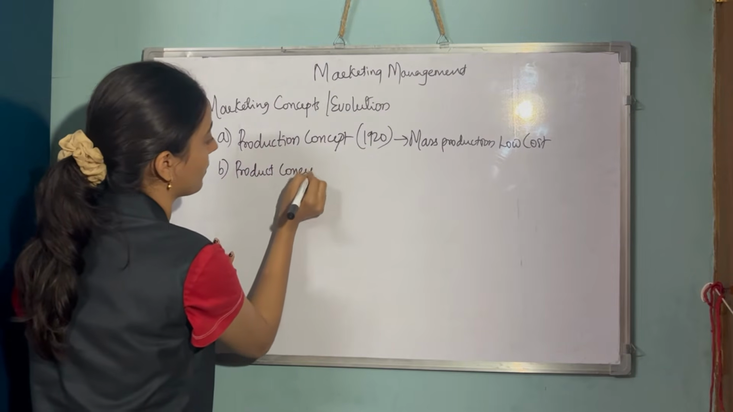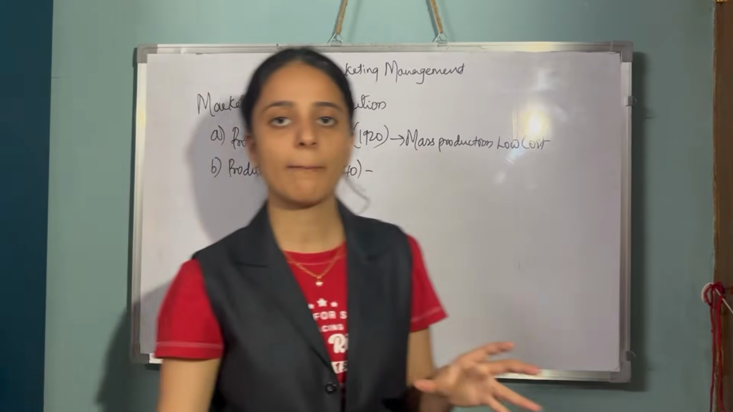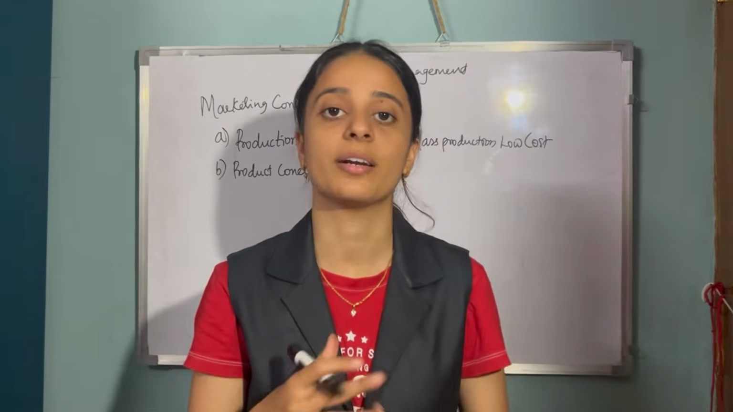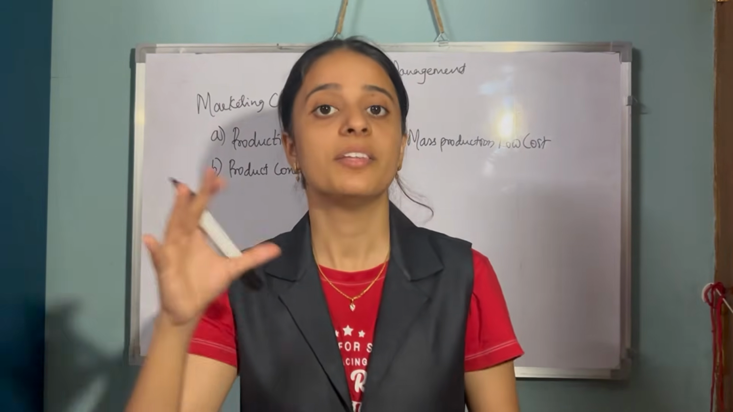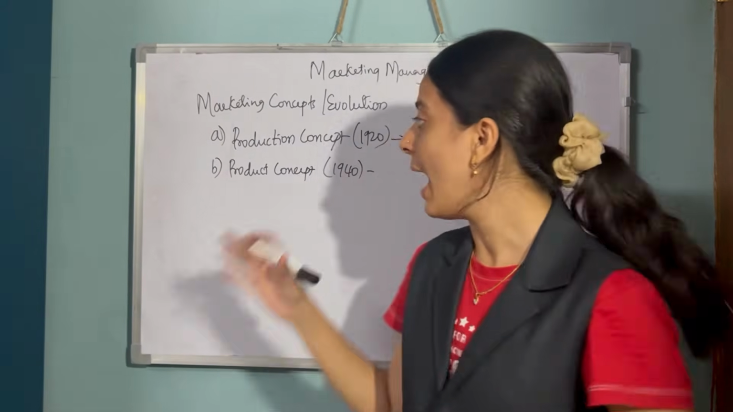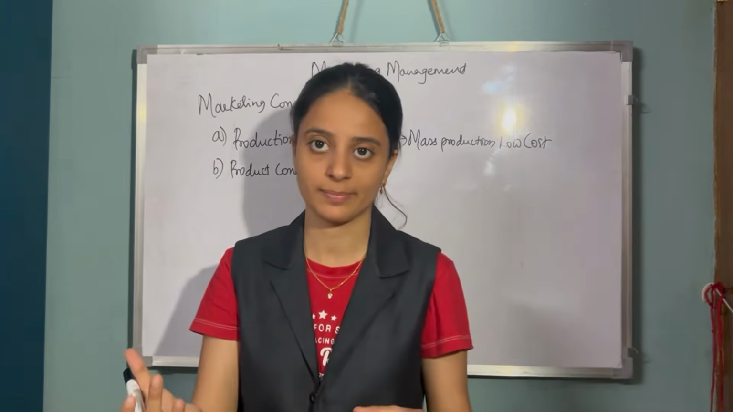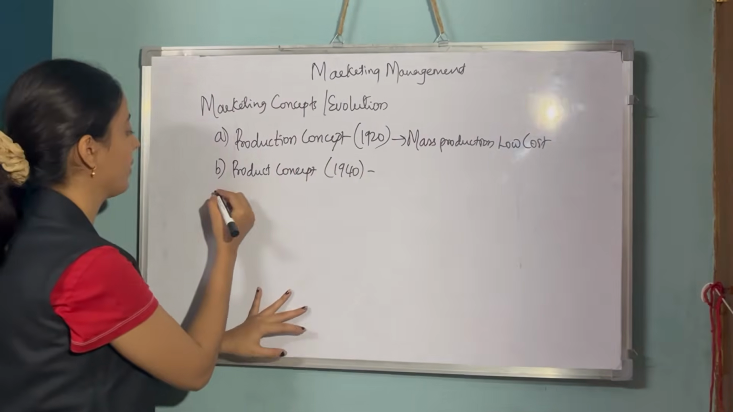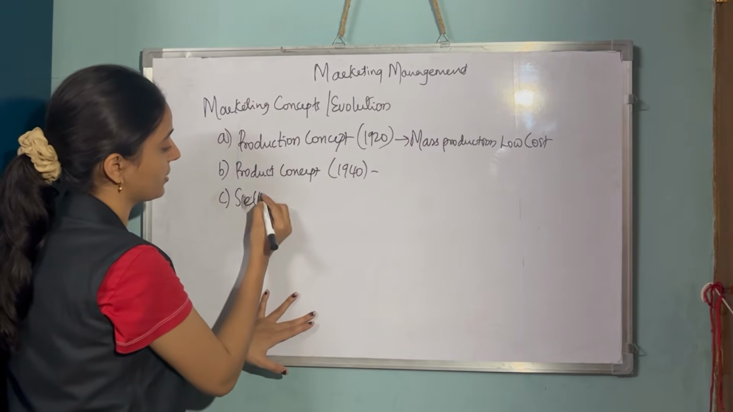Next came is product concept in 1940s. What happened here? Customers started to become aware of the product quality, the features, the design, the packaging, the labeling, and then they started giving importance to the product. So the next came is selling concept.